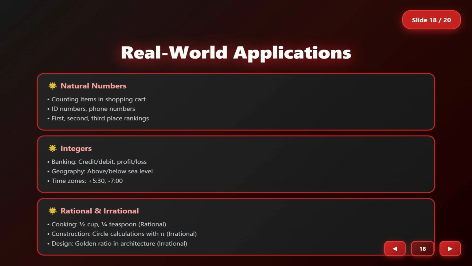Rational numbers. For cooking, we use half cup flour or 1/4 teaspoon salt. Shopping, we say 199 rupees 99 paise, $29.95. Measurements, 2.5 meters or 1.75 liters. And irrational numbers we use especially for construction, like calculating circles with pi. Architecture, using the golden ratio for beautiful designs. Physics, natural logarithms with Euler's number. Every type of number has its purpose in real life.